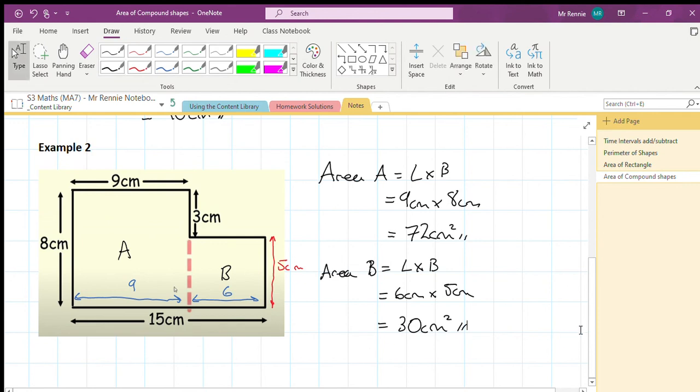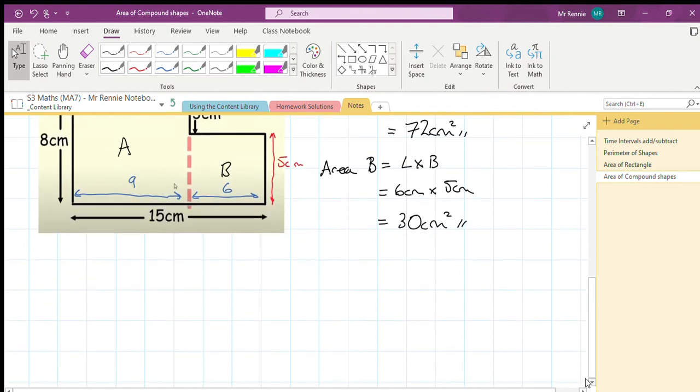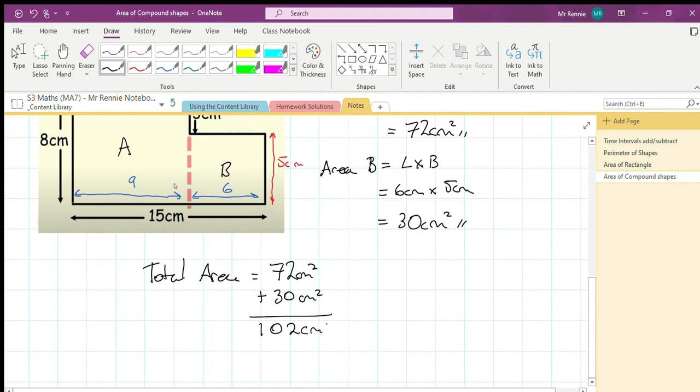It took a bit longer with that one, we had to work out some missing sides, but we practiced that when we did our perimeter. Let's work out the total area now. The total area of this shape is going to be the area of part A, which is 72 centimeters squared. We're going to add 30 centimeters squared, and we get the answer 102 centimeters squared.